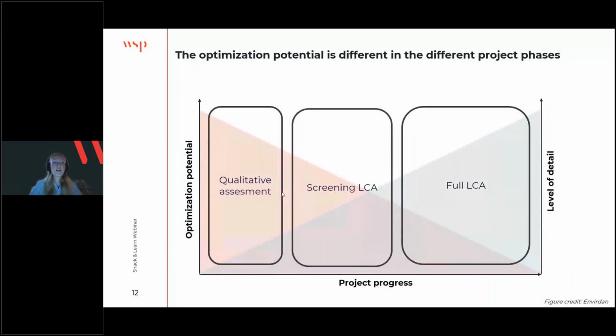Another thing that's important to remember is that the optimization potential is different in the different project phases. When we are over here early in the project progress, the optimization potential is high. And the further you get along in the project process, it gets more difficult to affect it and get involved in the decision making. So that's why we say it's important to get in as early as possible, and that is another challenge that we sometimes face. But it's very important.